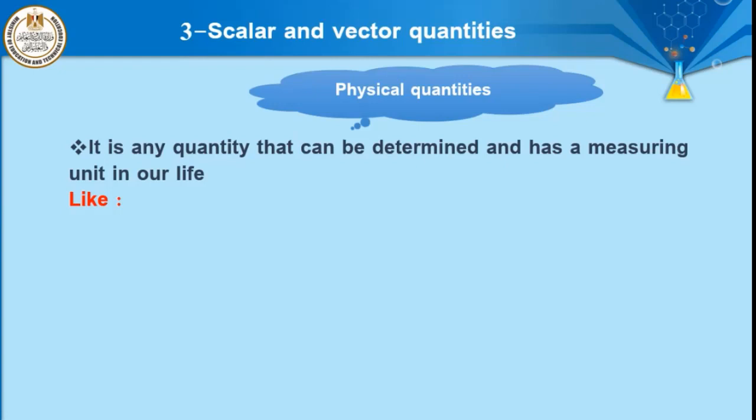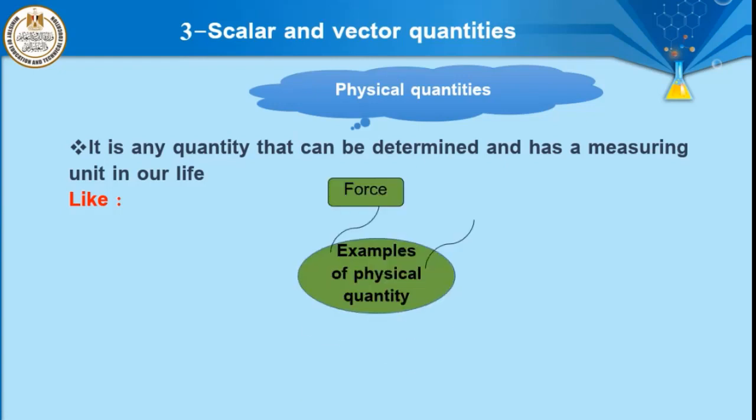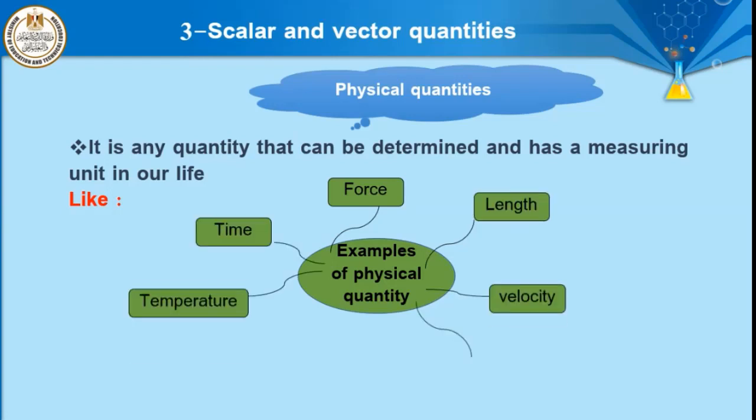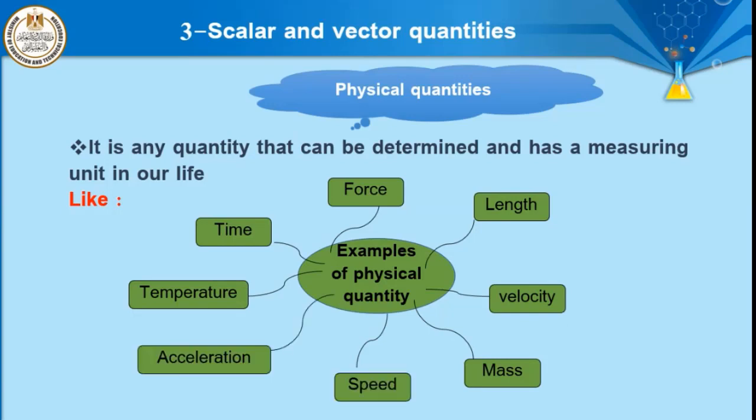Again, physical quantity is any quantity that can be determined or measured and has a meaning and has a measuring unit in our life. For example, force. Force is a physical quantity. Why? Because it has a measuring unit and we can measure it. Length, velocity, time, temperature, mass, speed, acceleration. All of these examples are called physical quantities. Why? Because they can be determined and have a measuring unit.